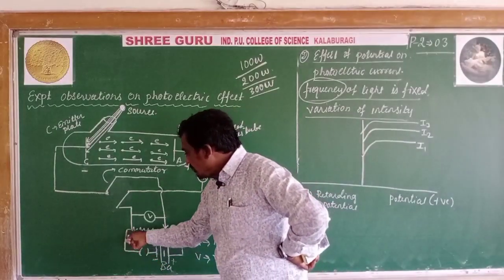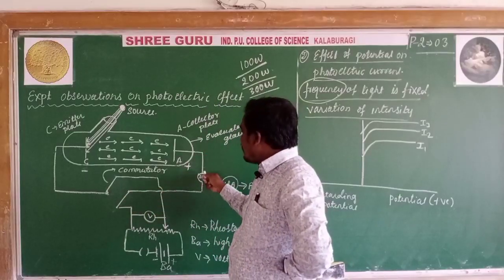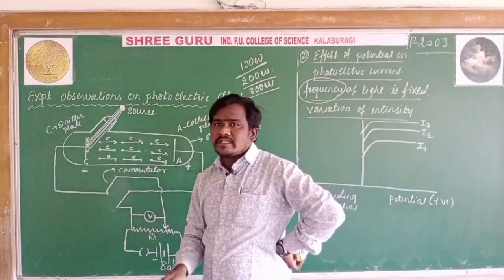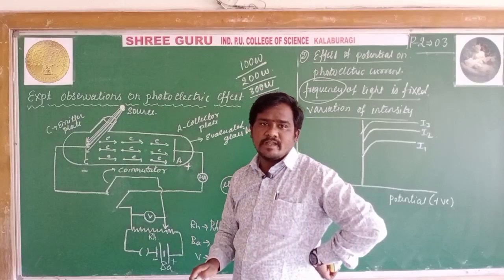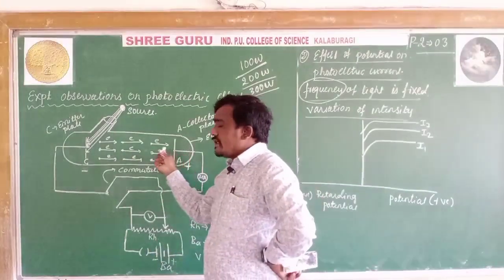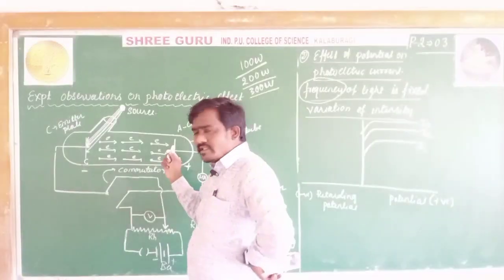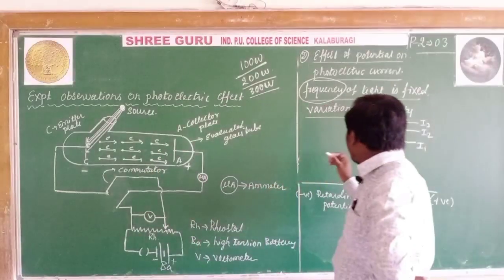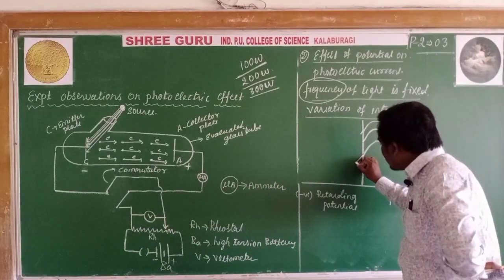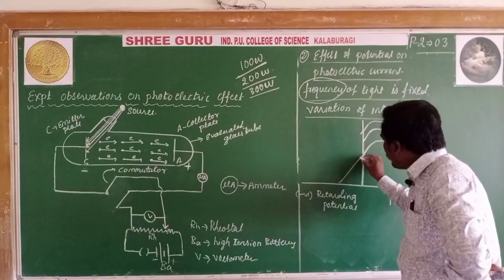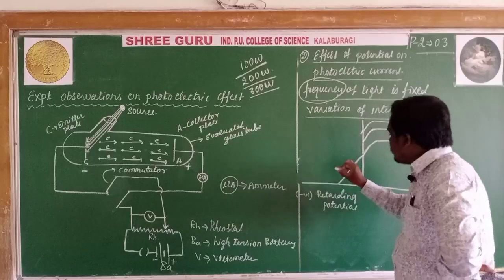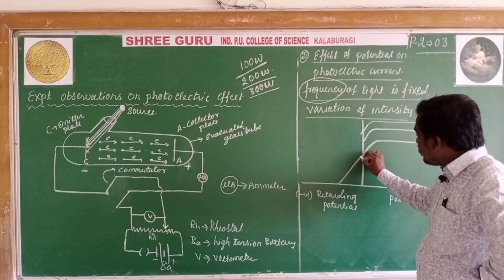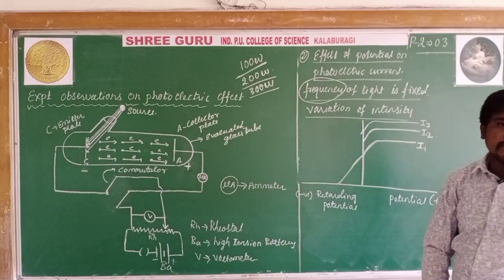Now the negative terminal of the battery is connected to the anode, and these negative ions are repelling these electrons. Repelling means the current decreases. As the negative potential increases, the current suddenly is not going to decrease to 0. It decreases gradually, and at a particular point it goes to 0. At this particular intensity of light, at this particular point, it becomes 0.